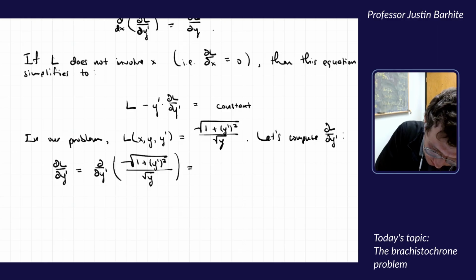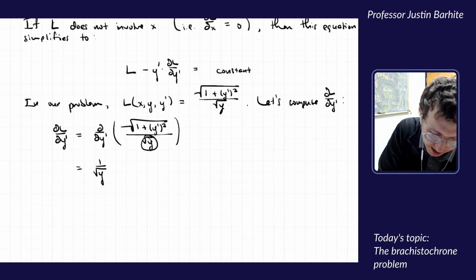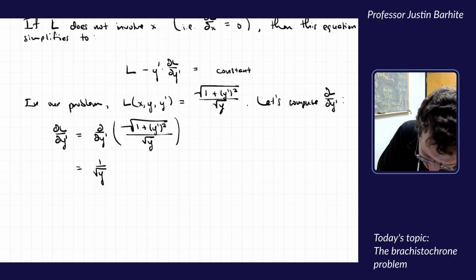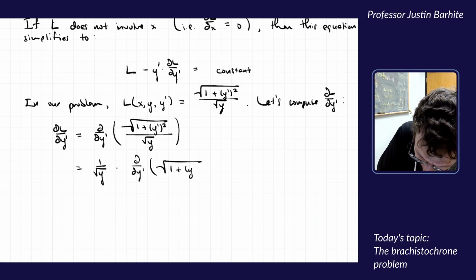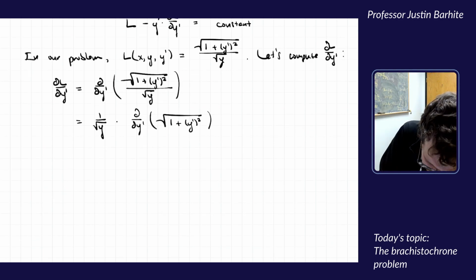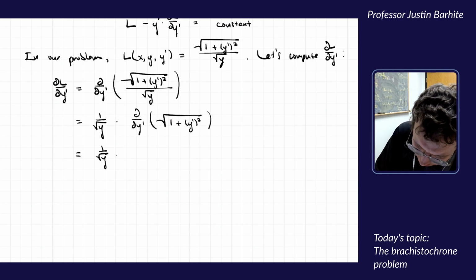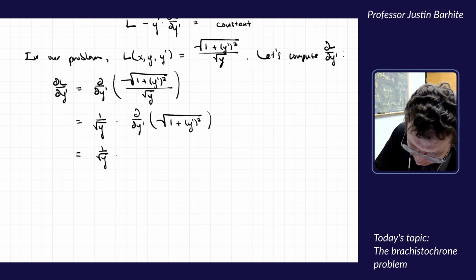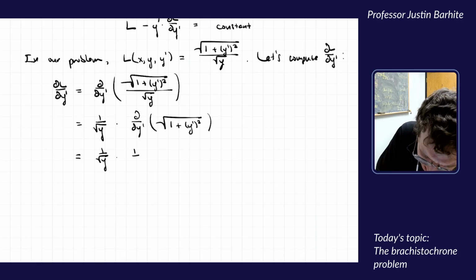So first of all, this 1 over root y, the square root of y in the denominator, that's not a y prime, so that's a constant. It comes outside of the derivative. Okay, now I'm trying to take the derivative of a square root of something. Square root means that thing to the 1/2. So the power rule says I pull down the 1/2. I have that thing to the negative 1/2 power.